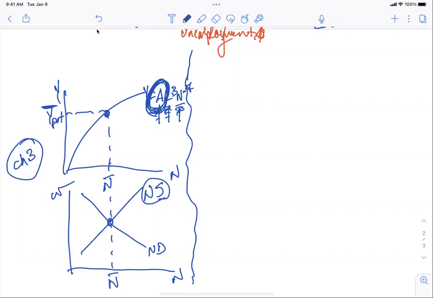That's A, right? Yeah. And that's going to do what? It's going to shift the production function up, right? The same level of employment can now produce more stuff.